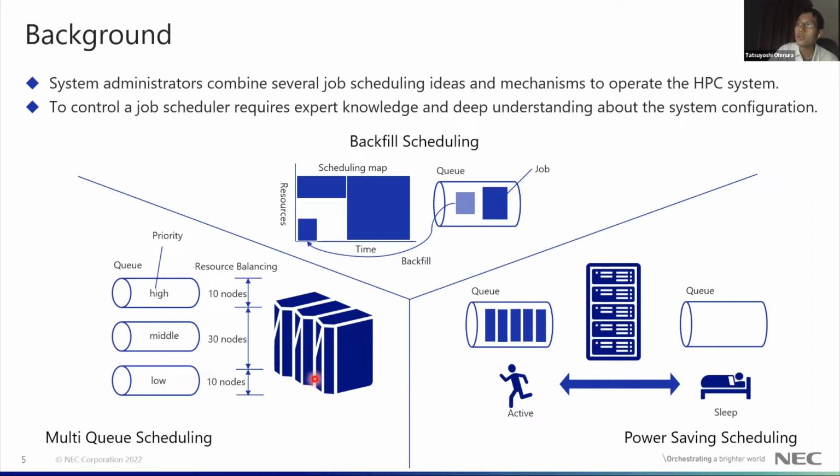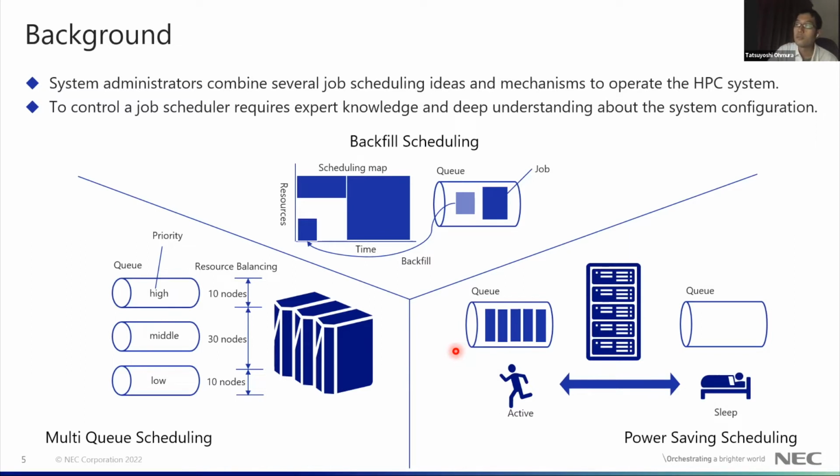The system administrator can associate each job queue with computing resources. If a certain queue is congested, the system administrator changes the resource balance among the multiple queues so as to reduce the queue congestion. Power saving scheduling reduces idle power by shutting down a node when it has not been used for a long time, by using a threshold to judge if the node should be turned off. In this way, the system administrator combines several job scheduling ideas and mechanisms to operate the HPC system.